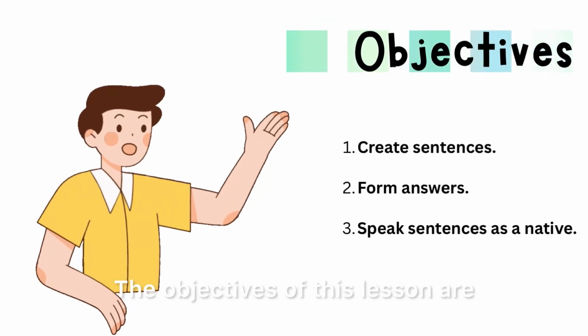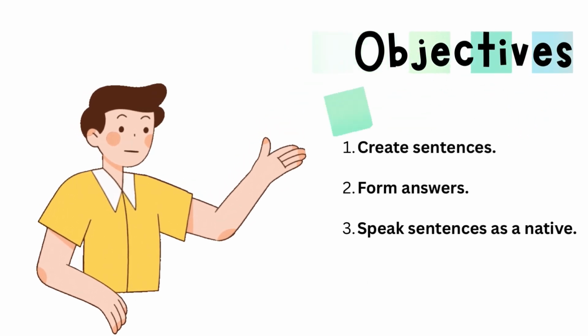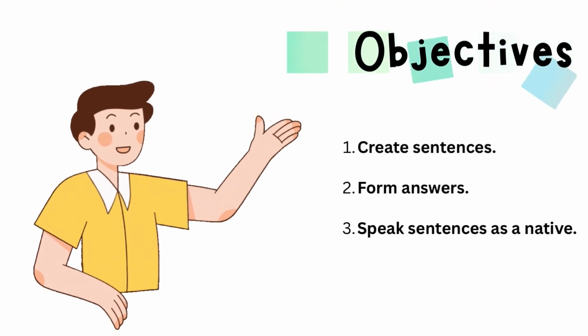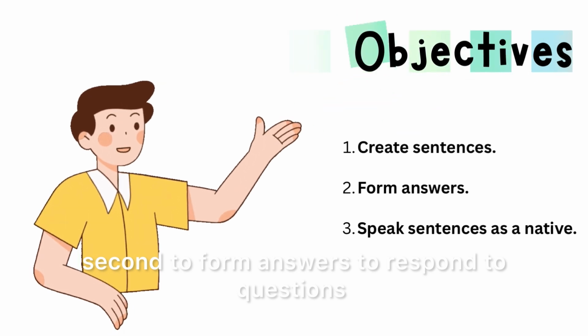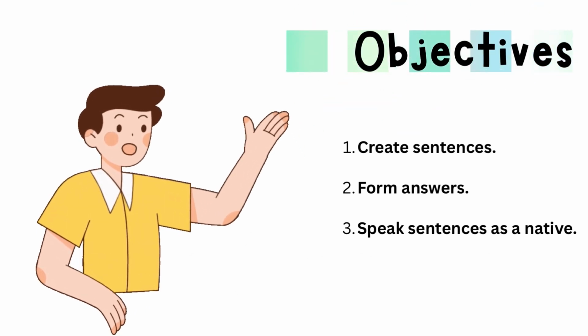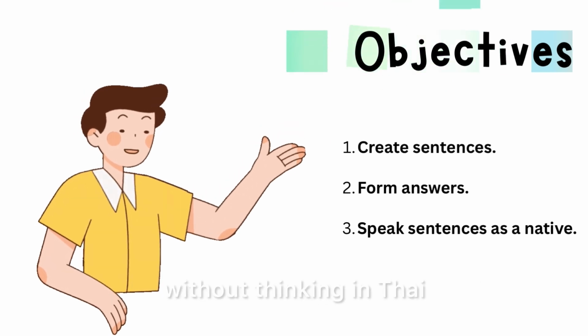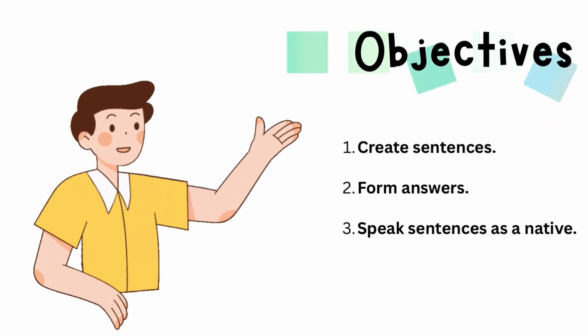The objectives of this lesson are: first, to create sentences. Second, to form answers to respond to questions. Third, to speak sentences like a native, naturally, without thinking in Thai.